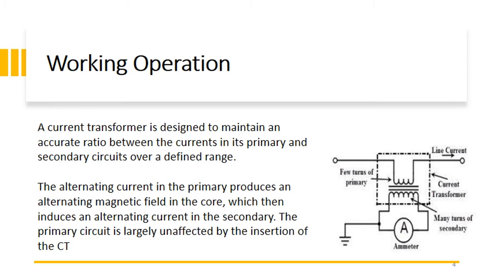A current transformer is designed to maintain an accurate ratio between the currents in its primary and secondary circuits over a defined range. The alternating current in the primary produces an alternating magnetic field in the core, which then induces an alternating current in the secondary. The primary circuit is largely unaffected by the insertion of the current transformer.